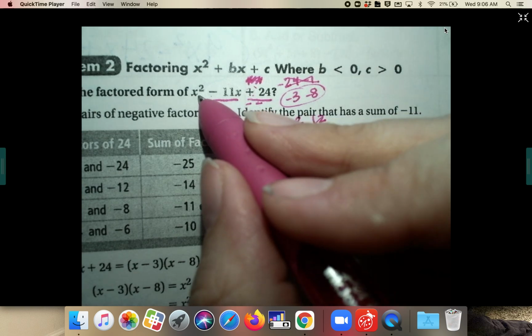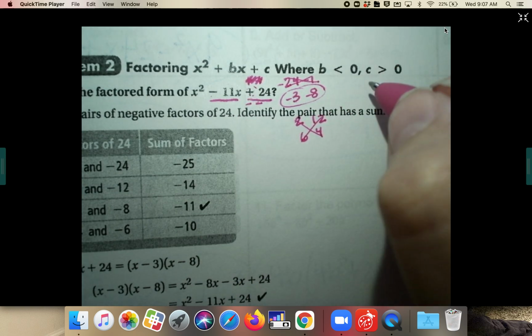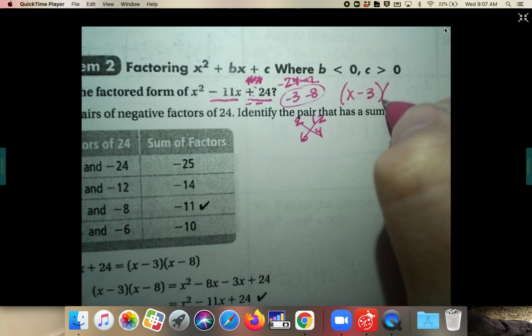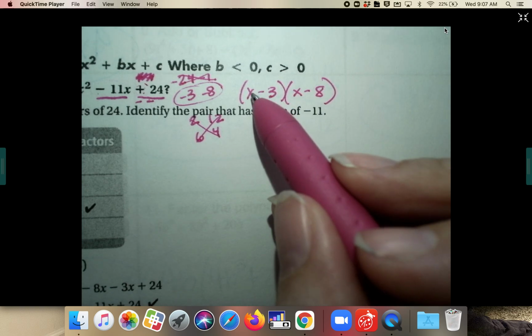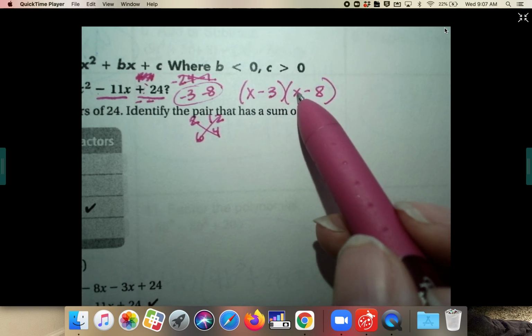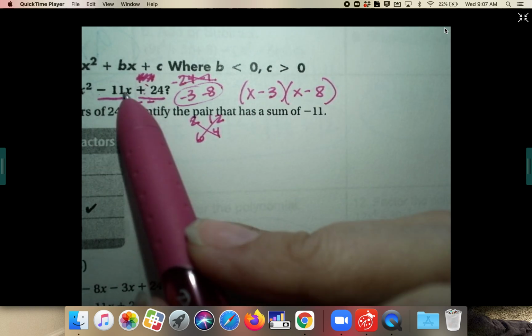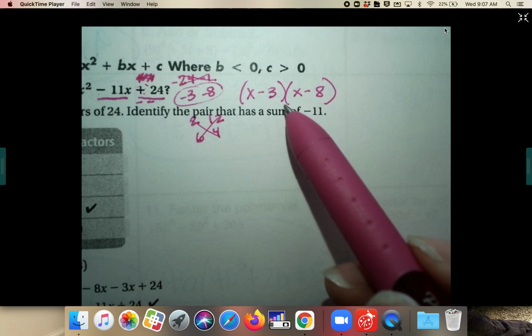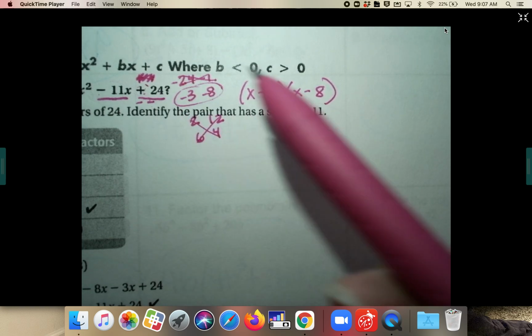So our answer would be x minus 3 times x minus 8. So let's double check it. If you were to FOIL it, it would be x squared. The outsides would be negative 8. The insides would be negative 3. Negative 8 plus negative 3 is negative 11. Good. And then the last, negative 3 times negative 8 is positive 24.